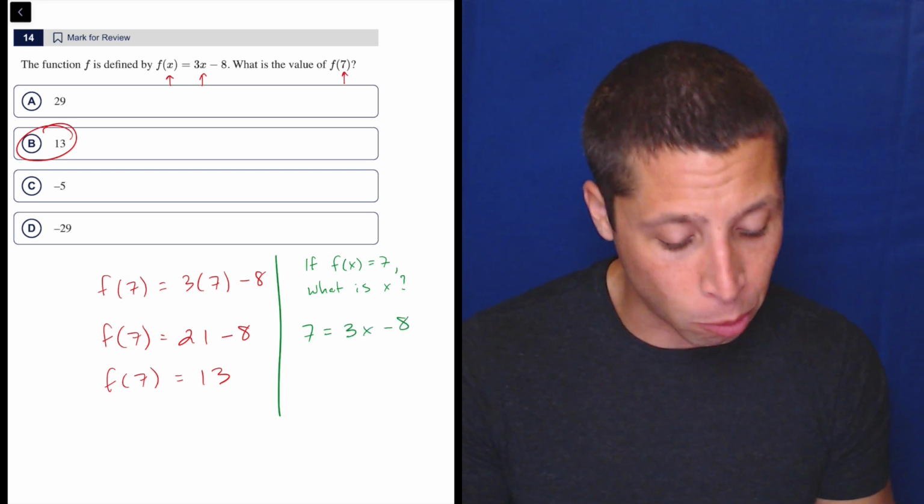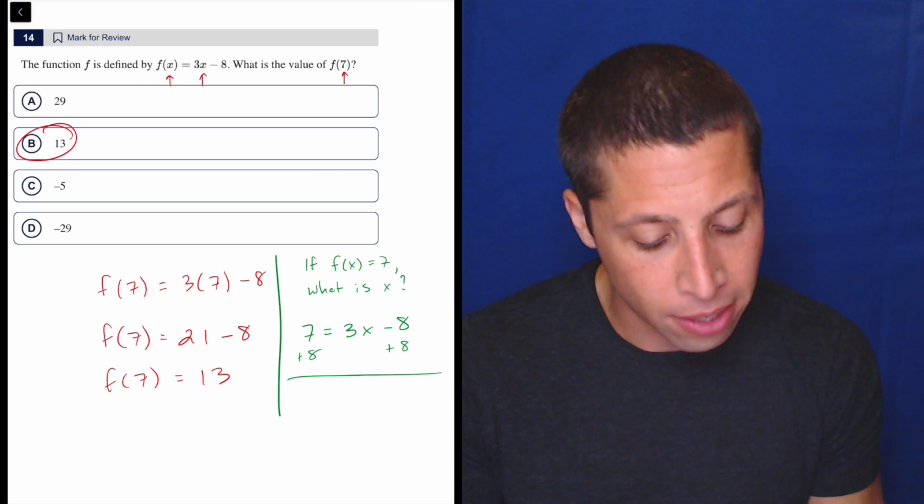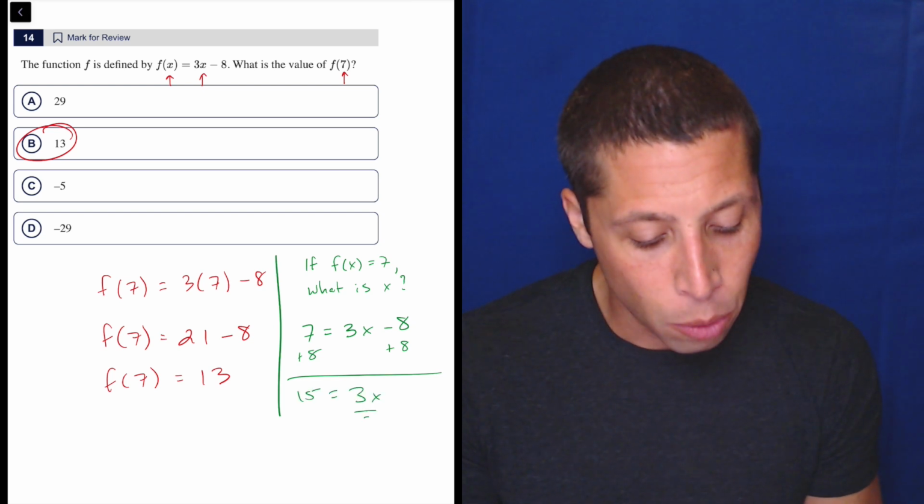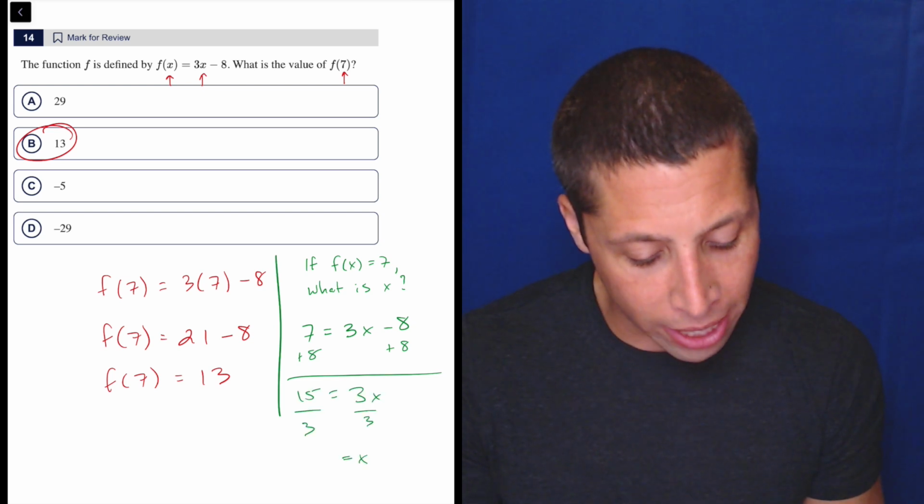And now this becomes an algebra problem. We have to solve for x. We add 8 to both sides. We get 15 is equal to 3x. We divide by 3 on both sides. We get x is equal to 5.